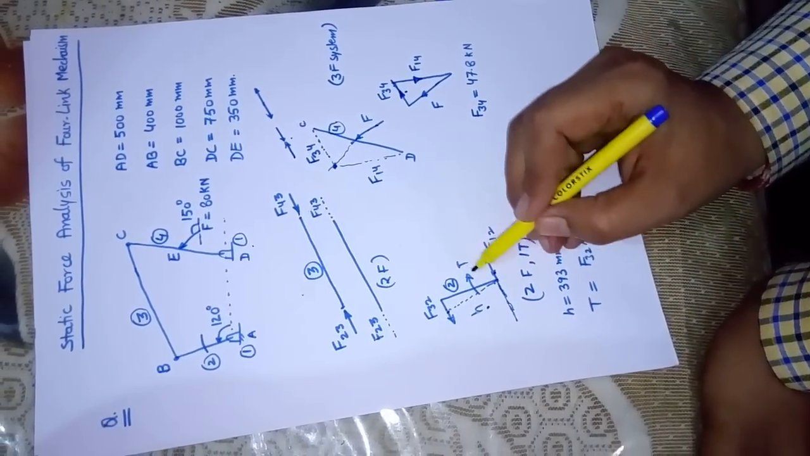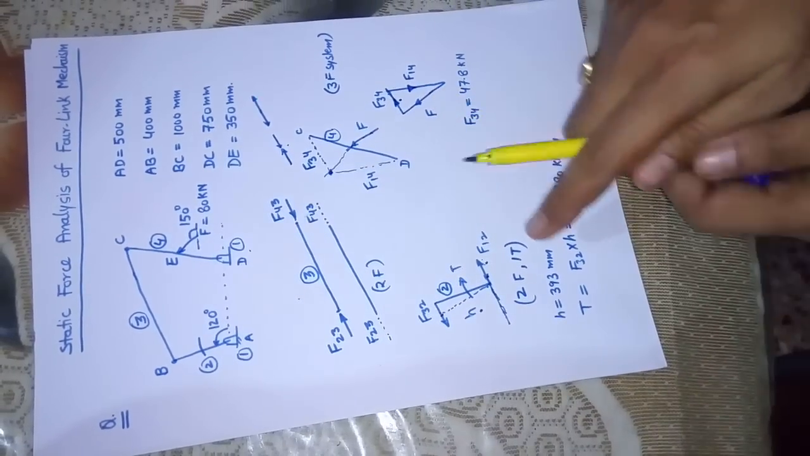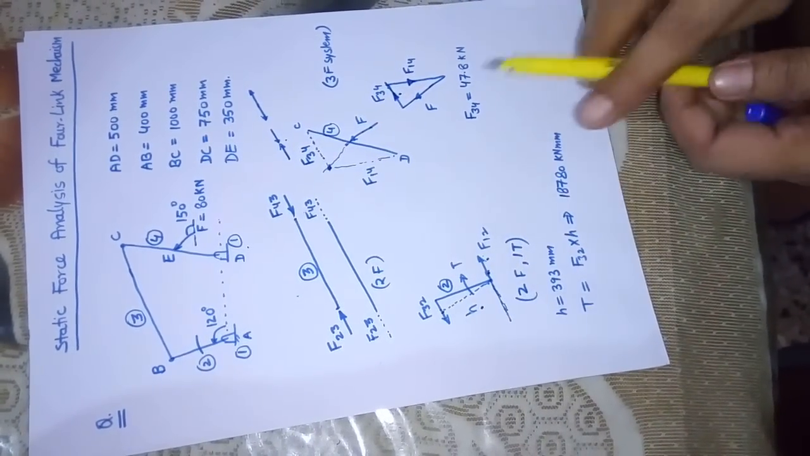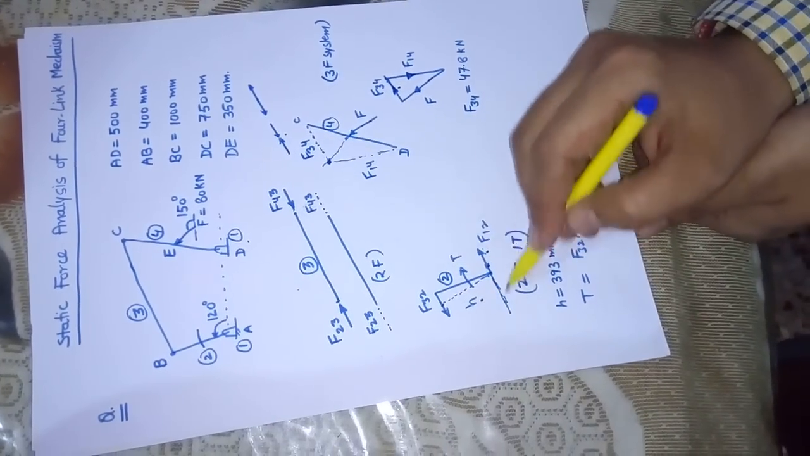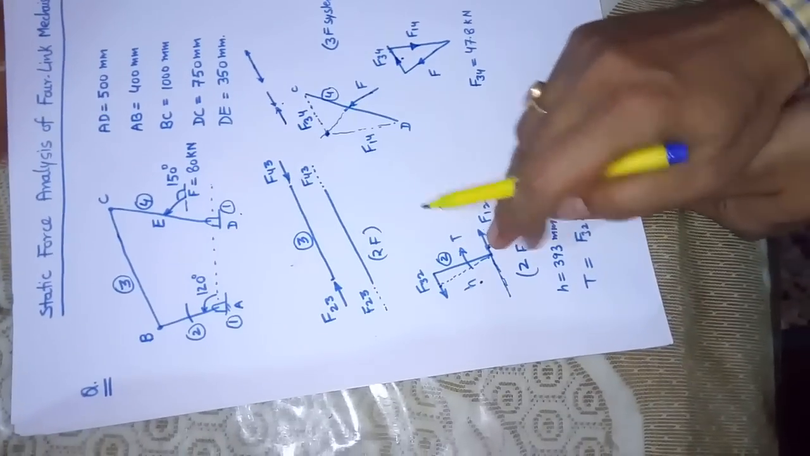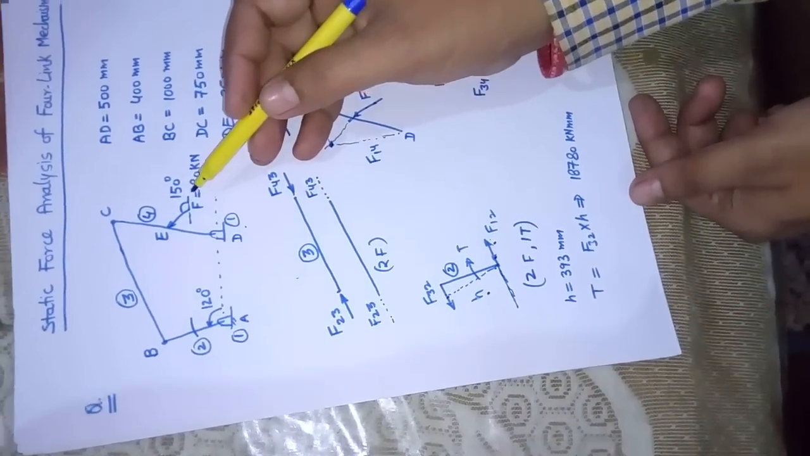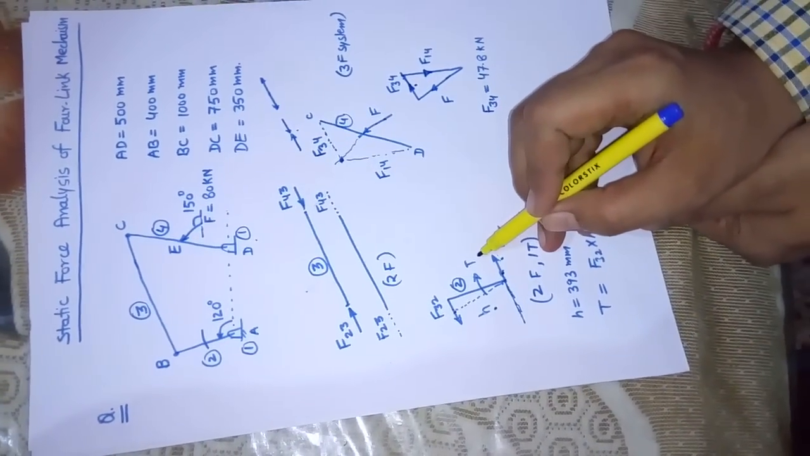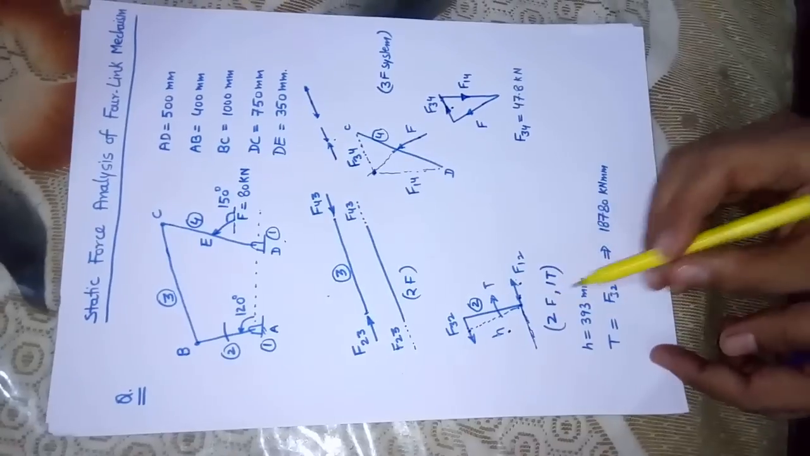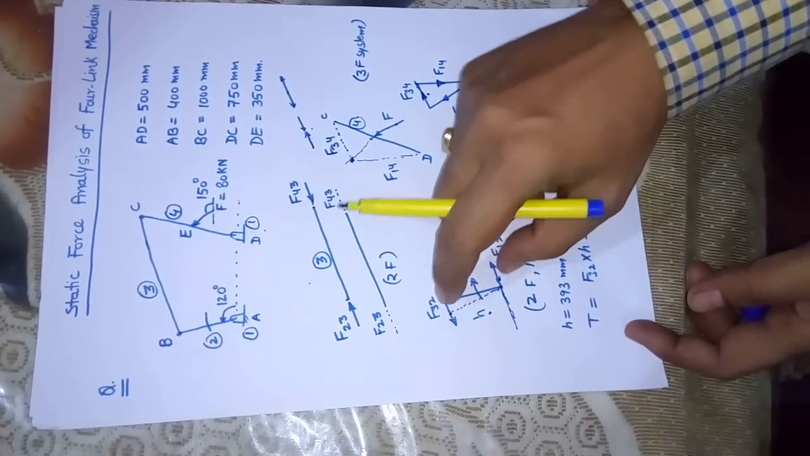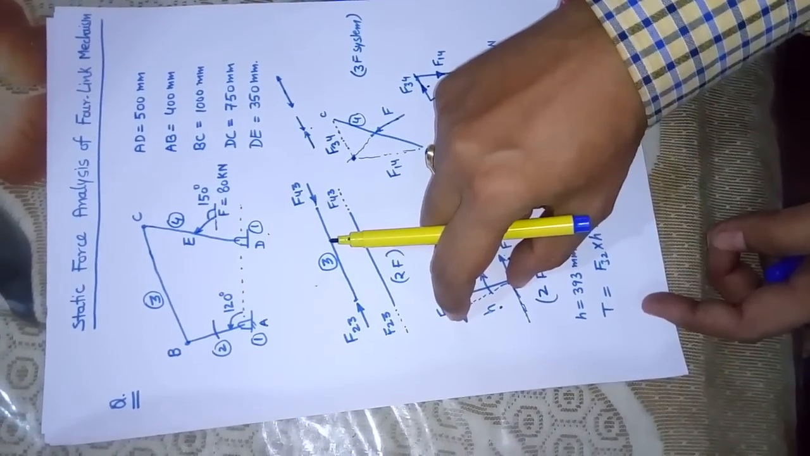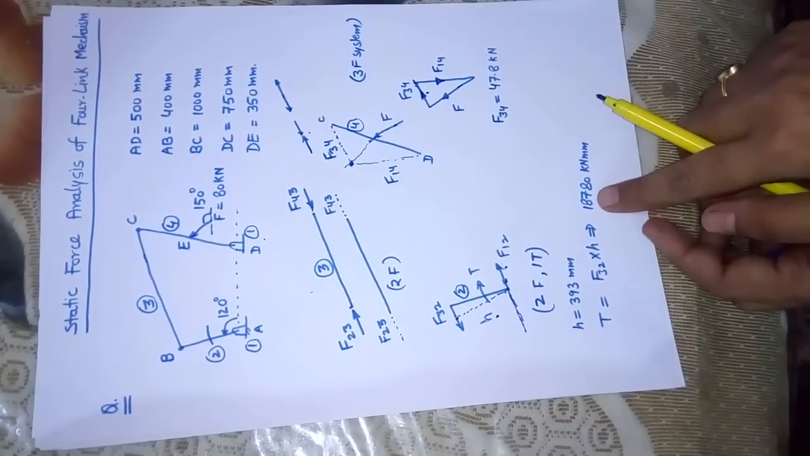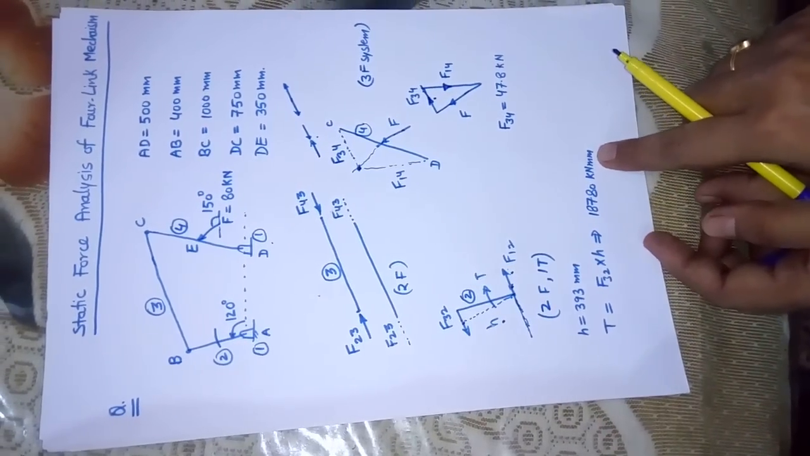Now this pair of forces is making a couple. This is rotating like this, in the anti-clockwise direction. To sustain this couple, I have to apply a torque in the clockwise direction. The value of torque is equal to force multiplied by the perpendicular distance, or the arm of the couple, that is h. If I multiply this, I get a value of 18780 kilonewton mm.